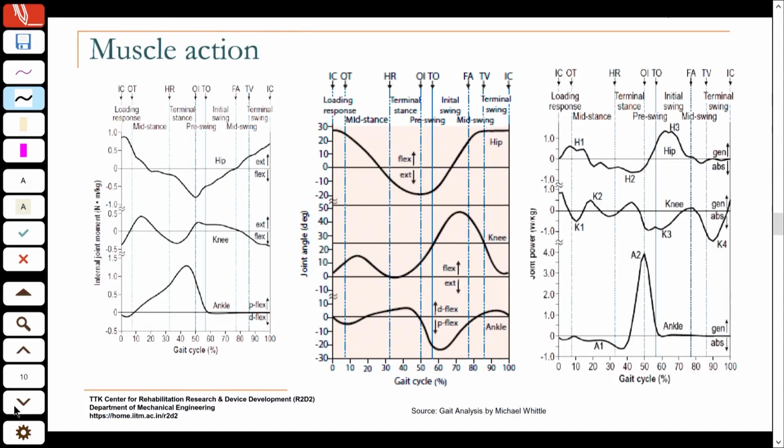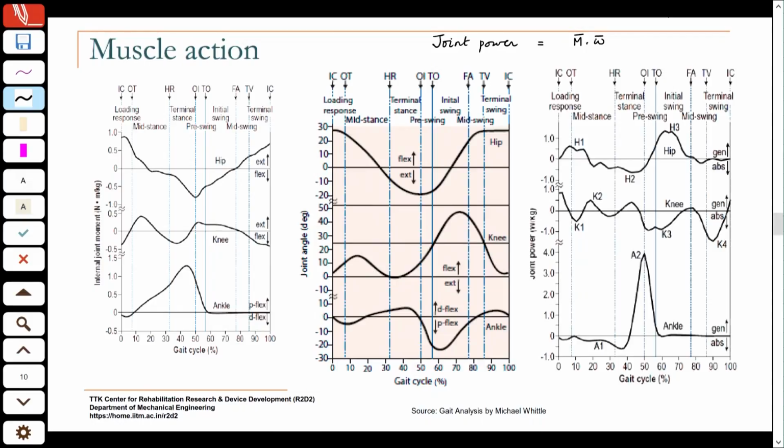So, if you look at the joint motions here, what is your power? Joint power is M dot omega. Okay, internal joint moment, dot product of that with the angular velocity vector. That is your definition of joint power.